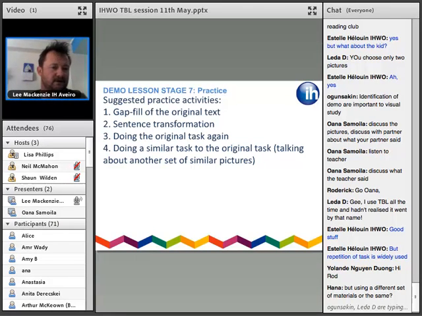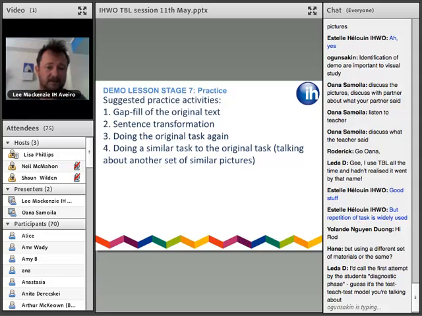Before they do that task again, they could have a gap fill of the original model text. There could be some sentence transformation to work on linkers which you want them to use in the following task. They could do the original task again, or they could do a similar task to the original task. So maybe talking about a slightly different set of pictures.